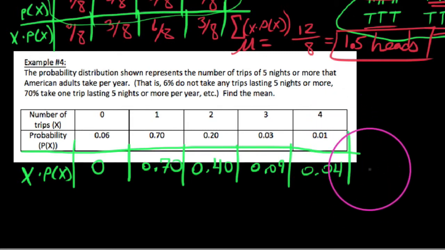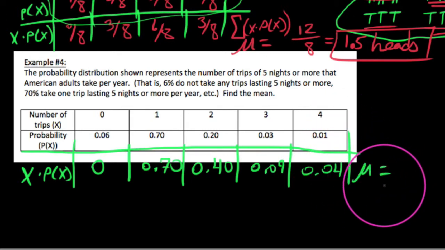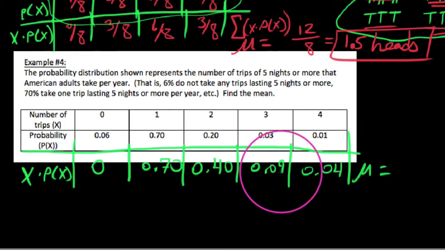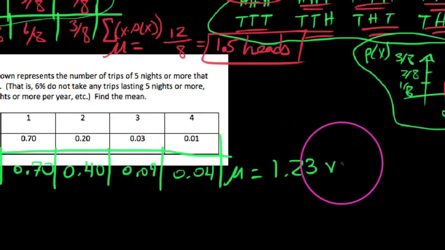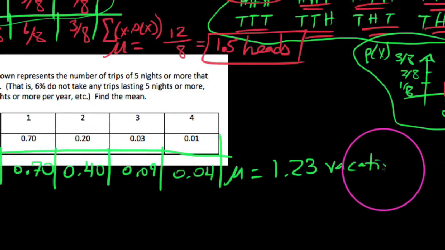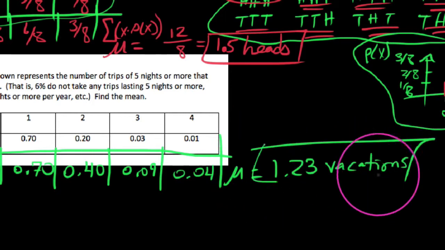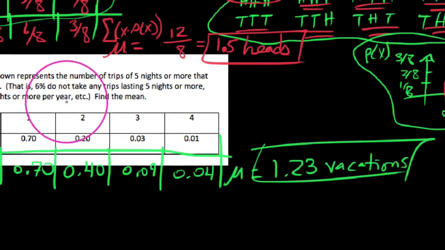So now we want to find the mean. Now this time I'm actually just going to write mu, or mean, instead of having to write the sum of x times p of x. But they're the same thing. We say adding these up, let's see, 70 cents plus 40 cents would be $1.10. $1.10 plus another 9 is $1.19. $1.19 plus another 4 cents is $1.23. So we're going to label this. I always want to label. But basically, we say on average, the average person that responded to this survey takes 1.23 5-night or more vacations a year.